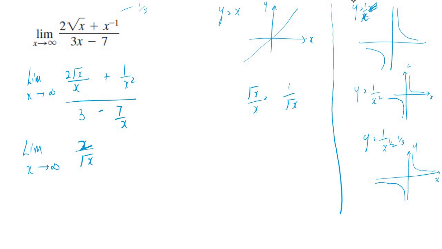I'll show you why this is. This is because this can be written as square root of x times square root of x. So you can cancel off one of these, so we get 1 over square root of x. So we have plus 1 over x squared over 3 minus 7 over x.